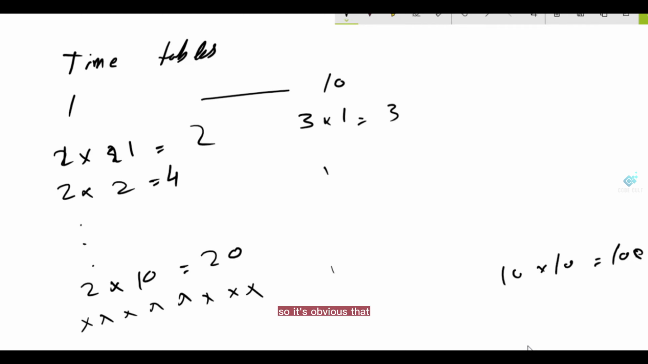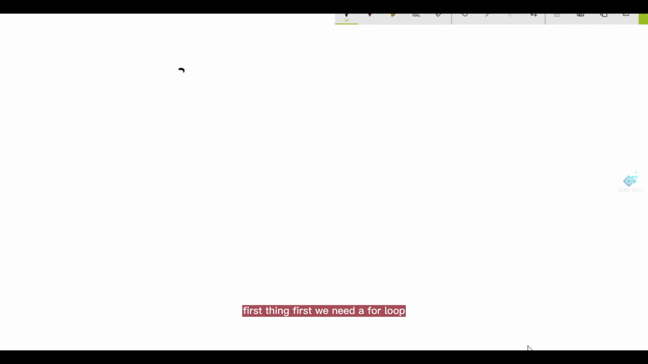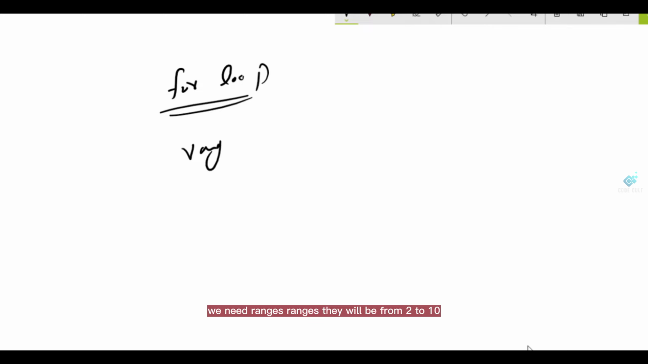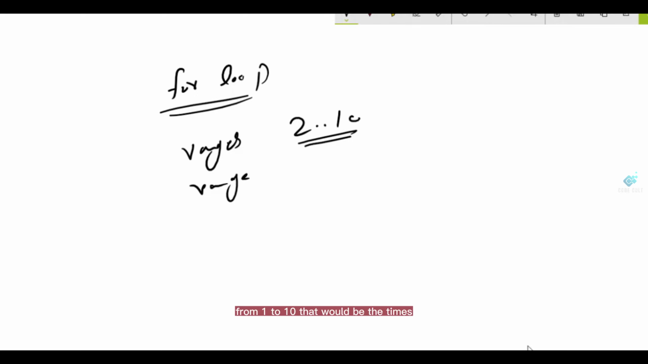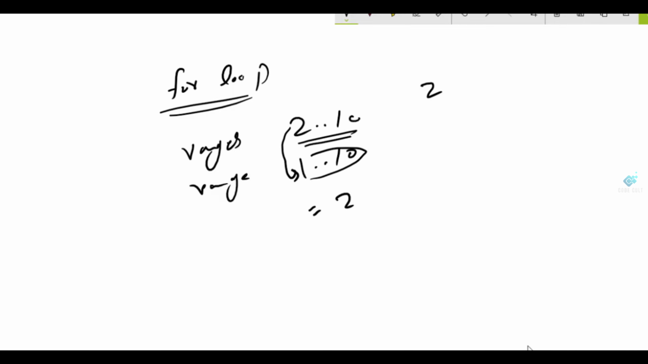So it's obvious that first thing first, we need a for loop. And we need what? We need ranges. They will be from 2 to 10. That would be the tables from 2 to 10. Another range from 1 to 10, that would be the times. So 2 times 1 is equal to 2. Something like this. So these numbers get multiplied with these.